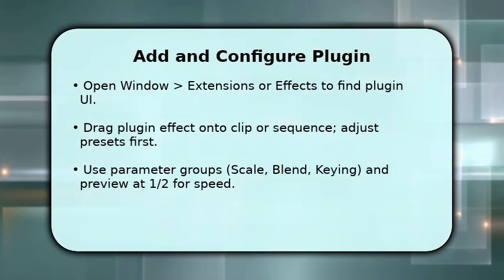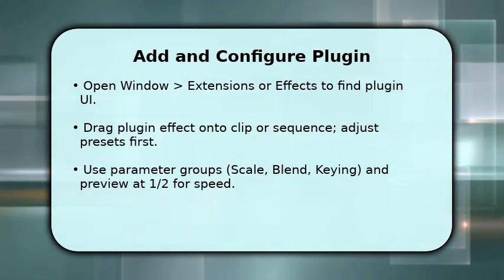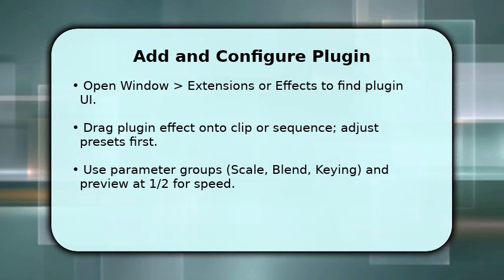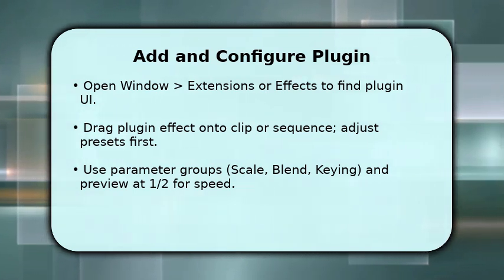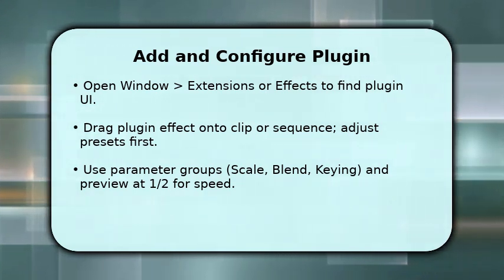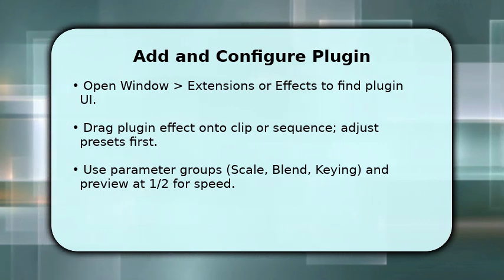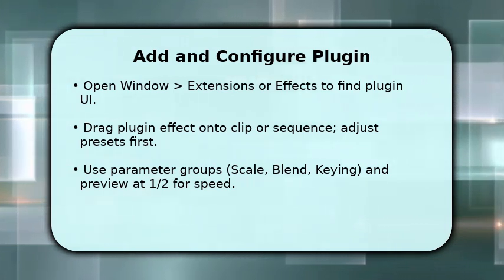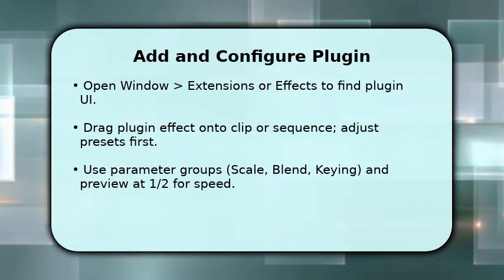You'll add the plugin to your project and set its basic controls. Locate it under Window Extensions or Effects, then drag the effect onto your clip or open the extension panel in a sequence timeline. Once applied, choose a preset to establish a baseline, because presets speed tuning and explain common settings.